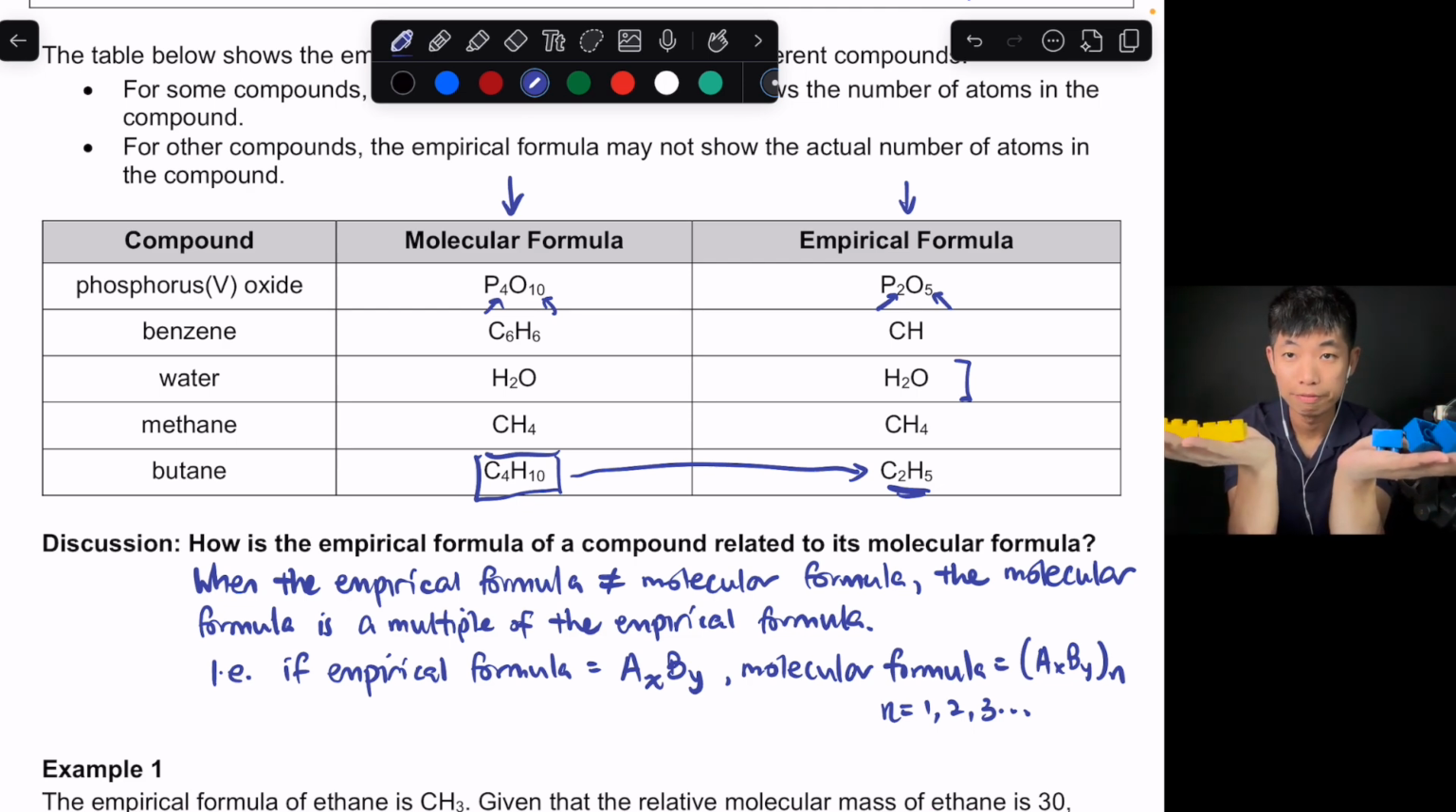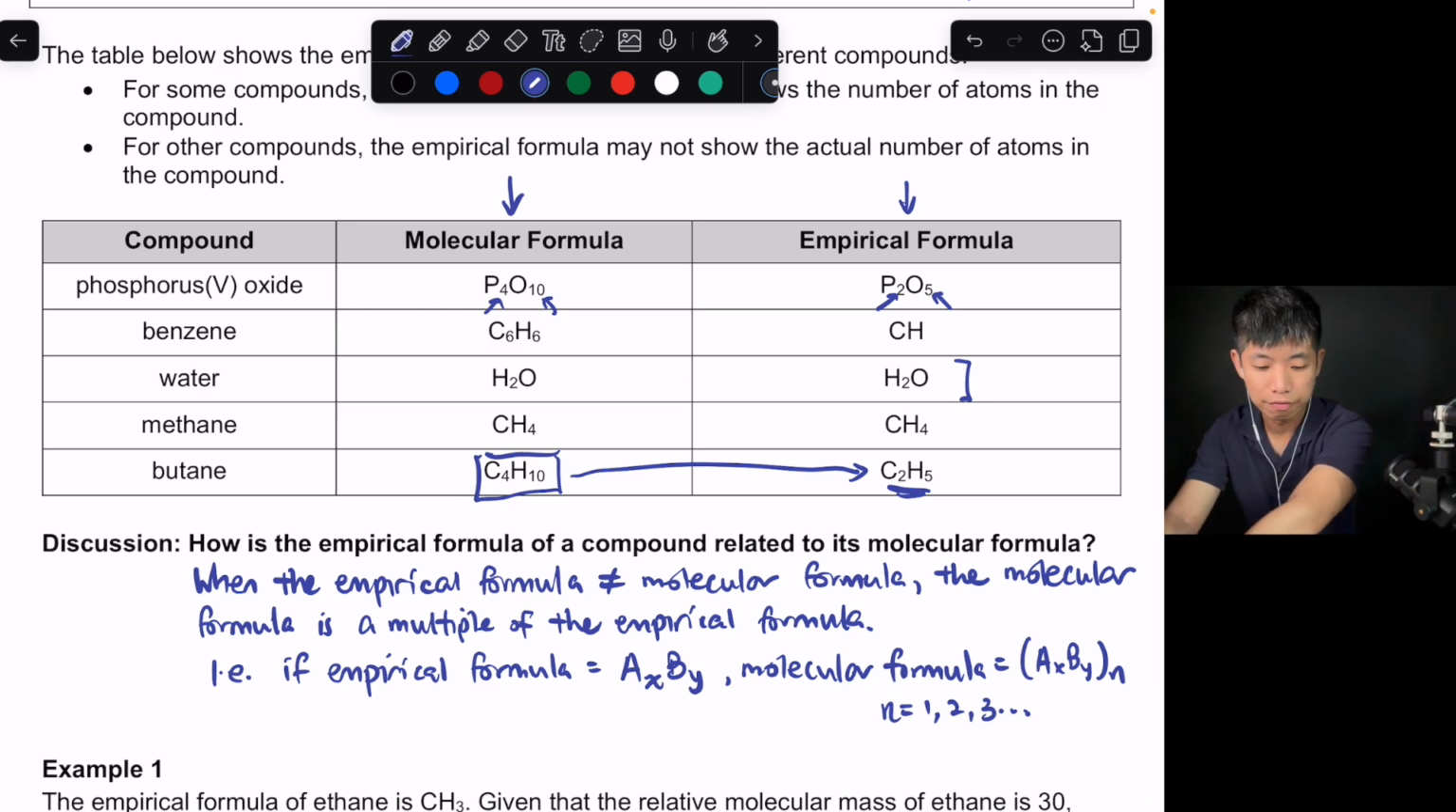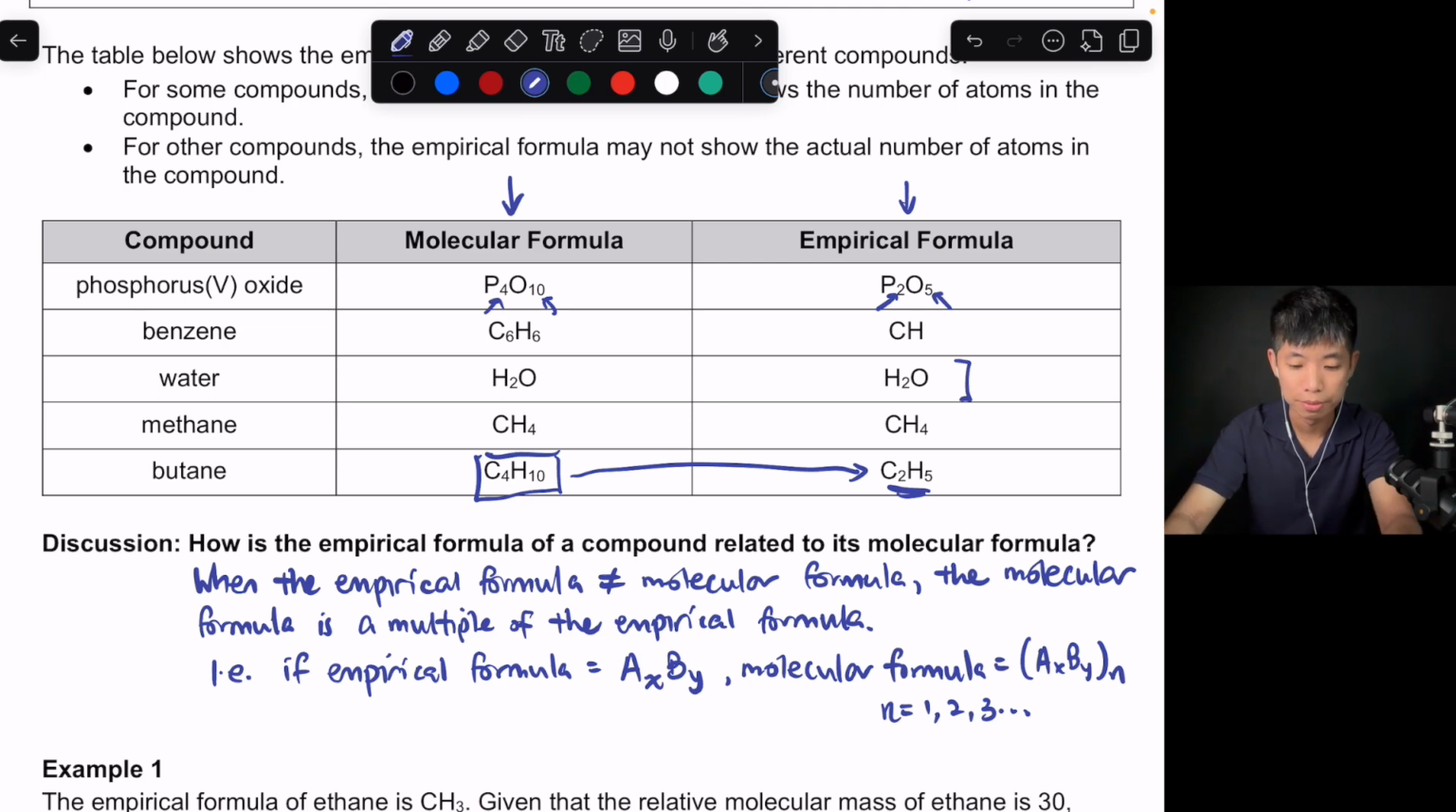So by finding the mass of each element and knowing the individual unit mass of each element, you can find the ratio in which they combine together to form a compound. So this is a very simplified way of explaining the concept of empirical formula.